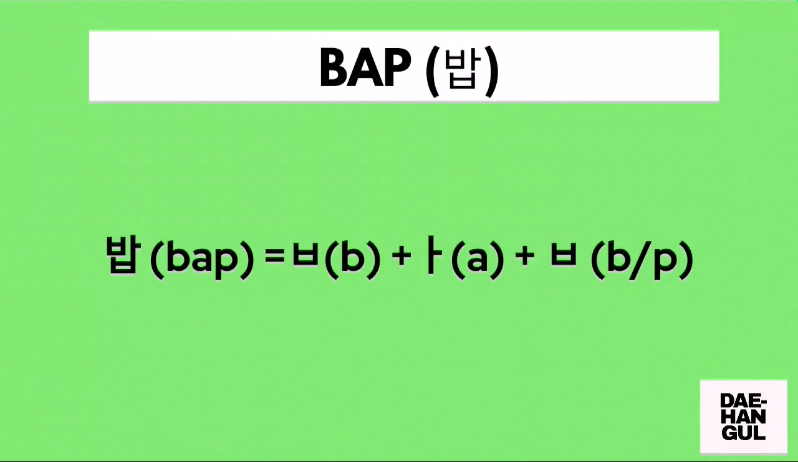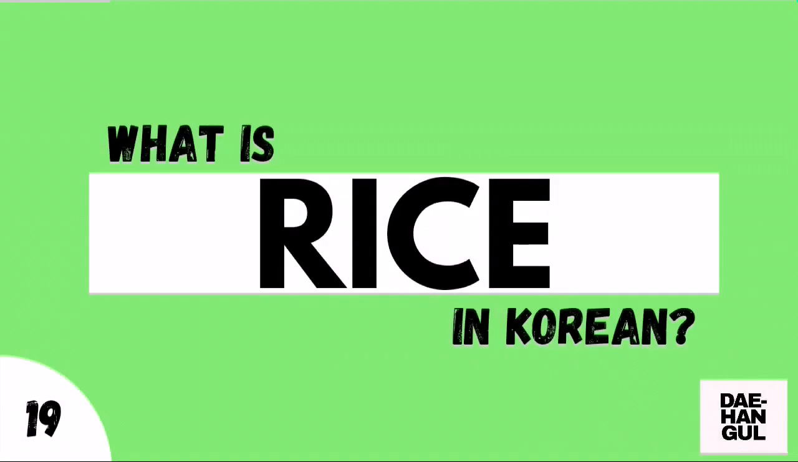First, we need to draw a B character, followed by an A character, followed by another B character. Just an additional information, although pap is used to say cooked rice in Korea, this is also used to say or call meal in Korea. And now, you already know what is rice in Korean.